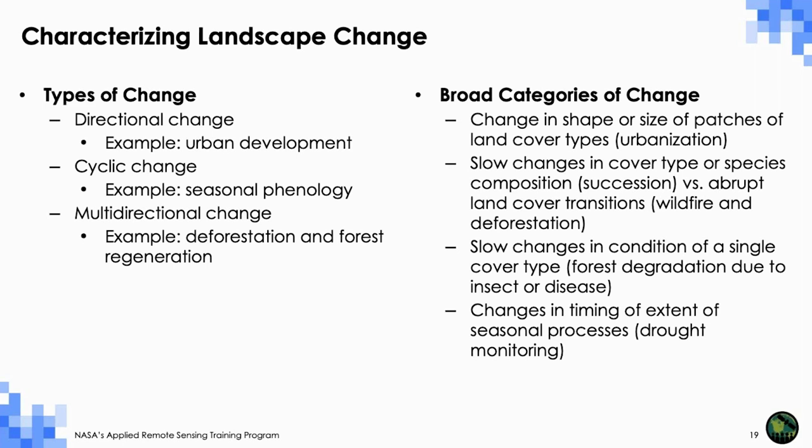And this type of change detection can be easy or difficult, depending on the extent of damage to that single cover type. And lastly, we can also look at changes in the timing and extent of seasonal processes, such as decreased rainfall and its effects on vegetation.